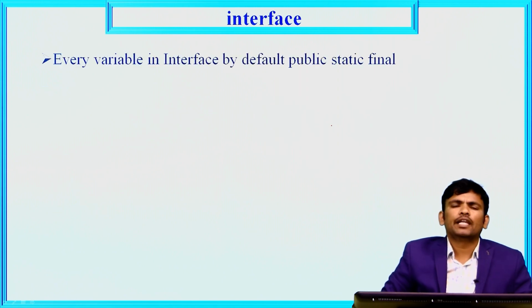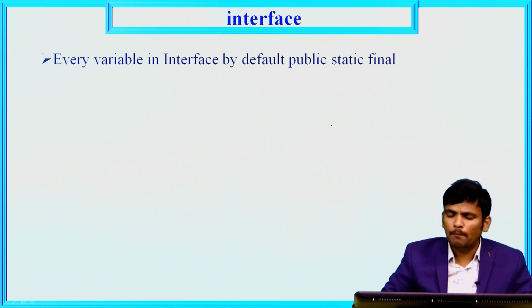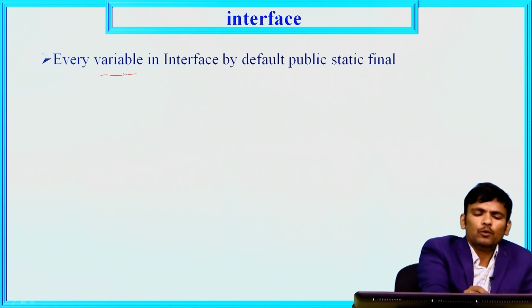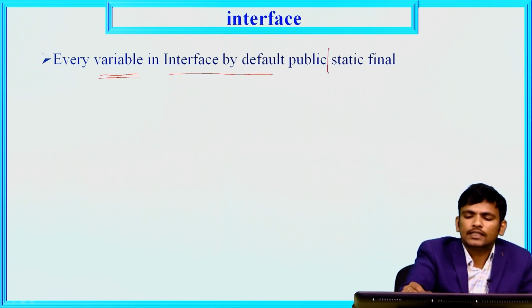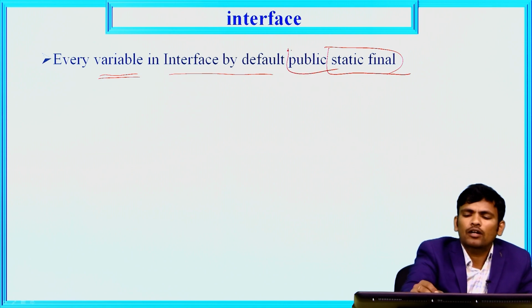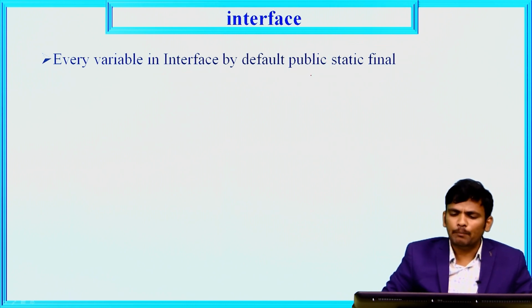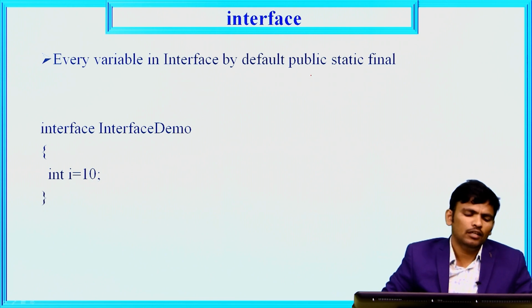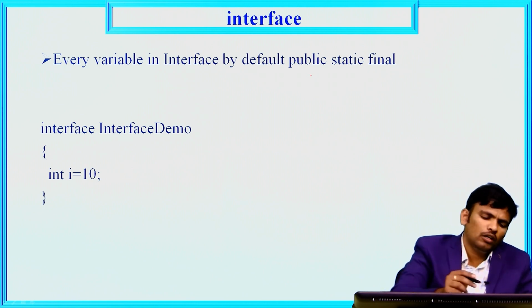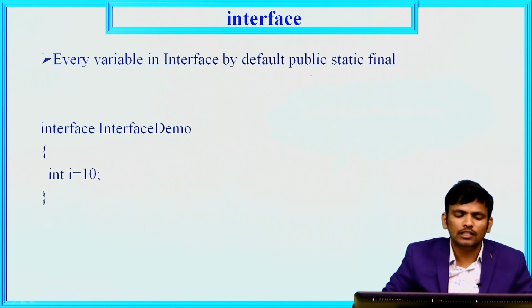Till now we have discussed interfaces and the methods inside them. Now what if I declare a variable inside an interface? Every variable in an interface is by default public static final. Writing public static final is also optional. If you want you can write it, or you can ignore it, but every variable is still public static final only. Now you can see I declared a variable inside the interface, int i equals 10. Even if you are not writing public static final, it will still be treated as public static final only.